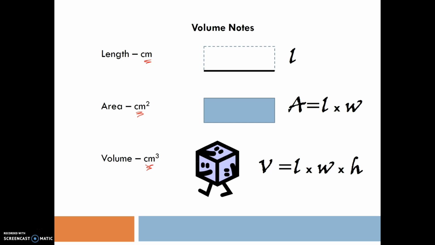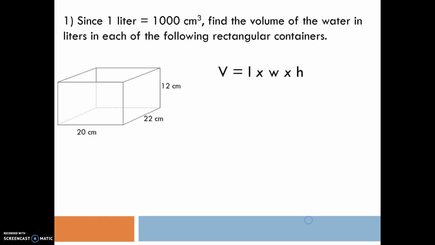In your notes, make sure that you have these things written down. This is just review, but write down the area formula, area equals length times width, and then write down the units that we'll be measuring in. So for area, it would be square centimeters. And for volume, it would be cubed centimeters, or whatever base unit we're using. And then, of course, write the volume formula, length times width times height. All right, let's get right into it.